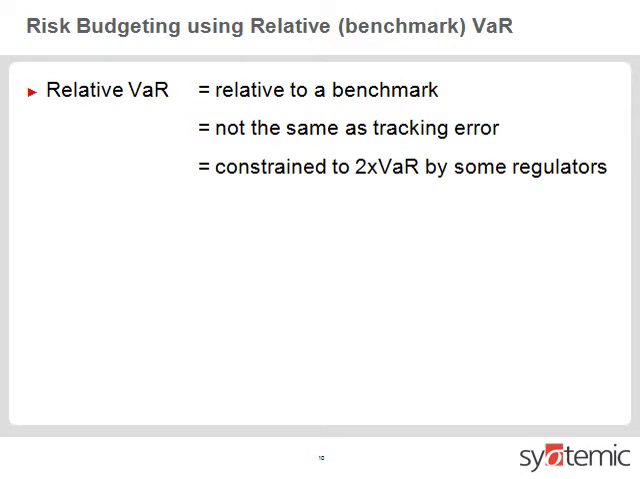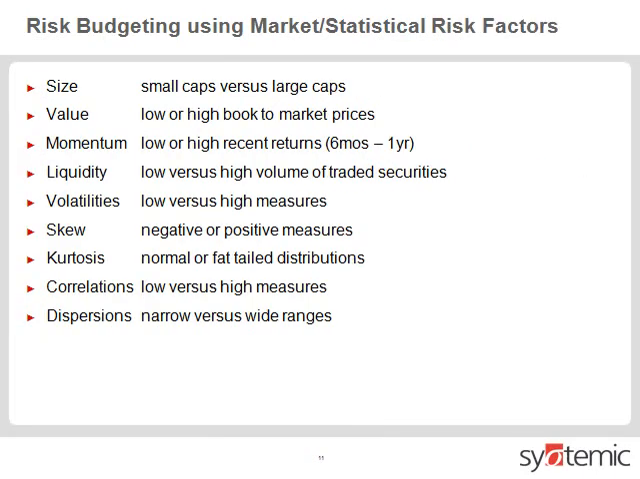We also have relative VaR, which is relative to a benchmark, which is not exactly the same as tracking error, and is constrained to 2 times VaR by some regulators. And then we have multi-factor risk models, which are based on size, value, momentum, liquidity, volatilities, skewness, kurtosis, correlations, and dispersions.